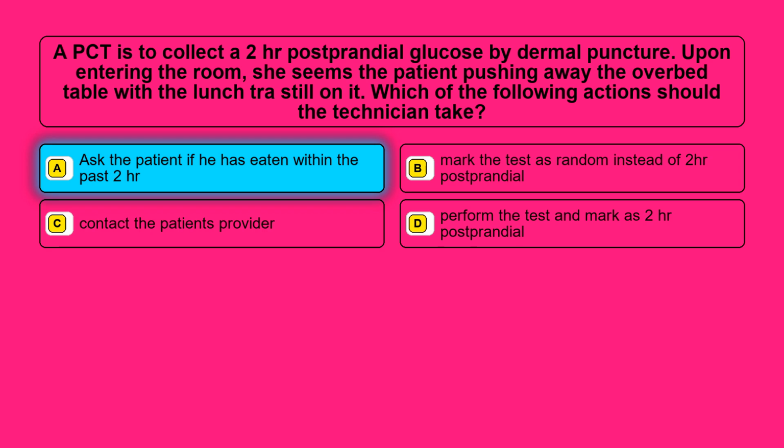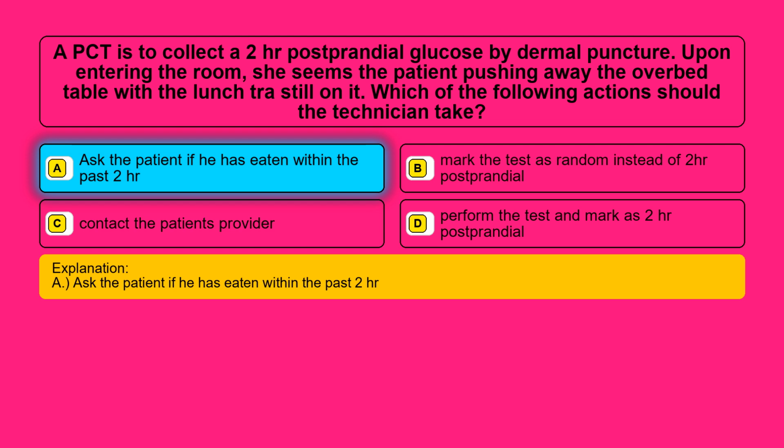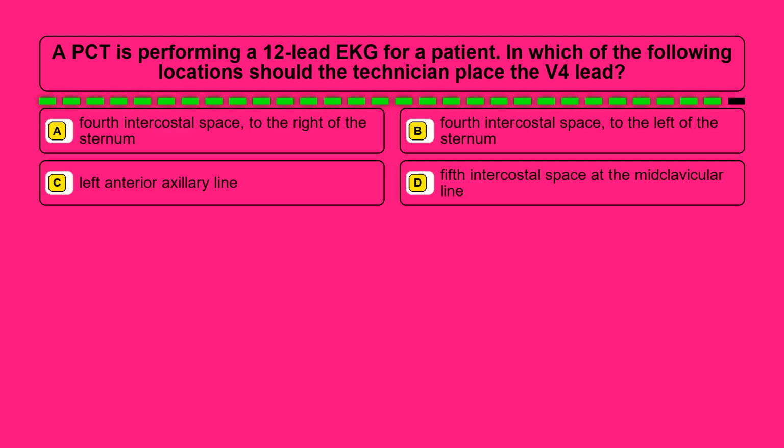The correct answer is option A. Ask the patient if he has eaten within the past 2 hours. Question 11. A PCT is performing a 12-lead EKG for a patient. In which of the following locations should the technician place the V4 lead?